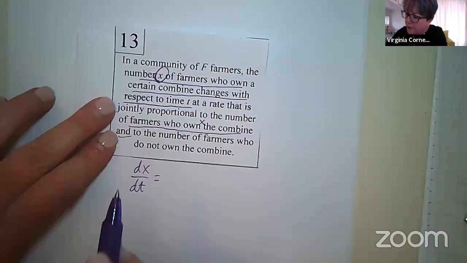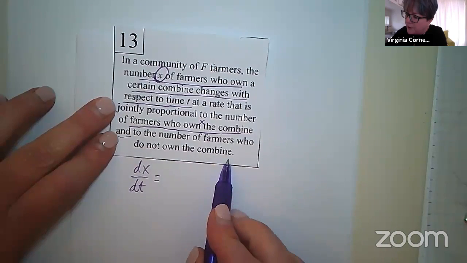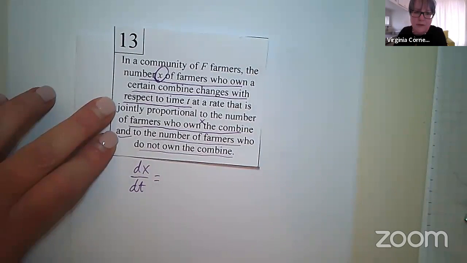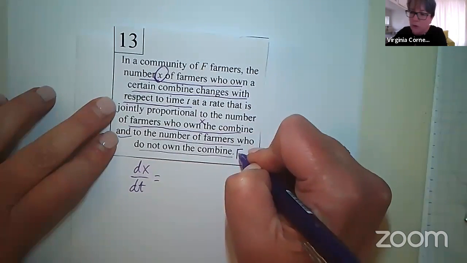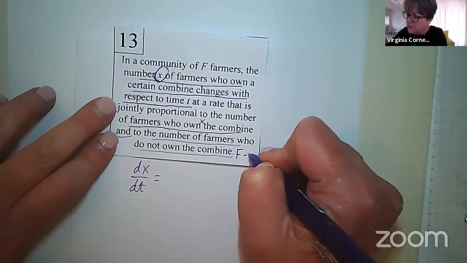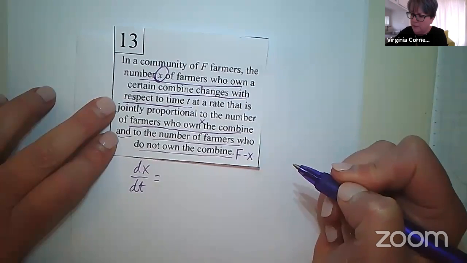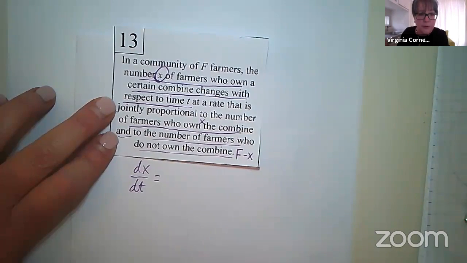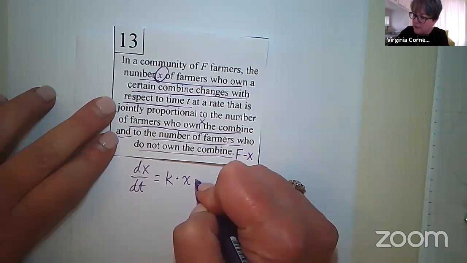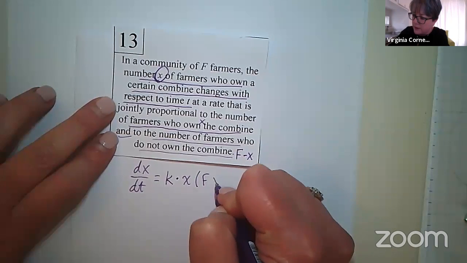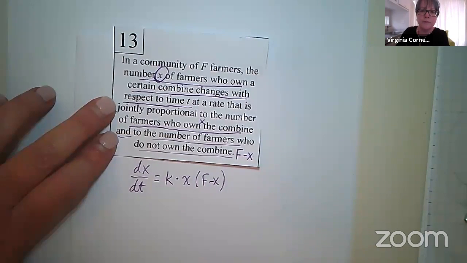To the number of farmers who do not own the combine. The number of farmers who do not own the combine is not F. So the number of farmers who do not own the combine is actually F, the total number of farmers, minus X, the number of farmers that do own the combine. Because you either own the combine or you don't. There's nothing in between. So total set F. All right, so dx dt is equal to K times X times, in parentheses, F minus X.